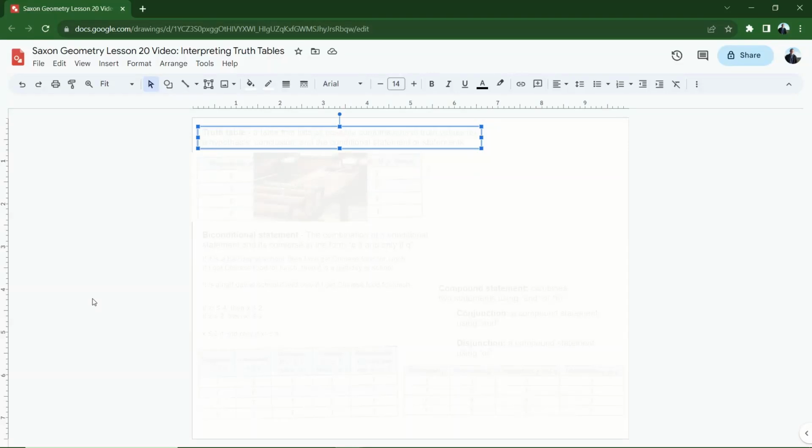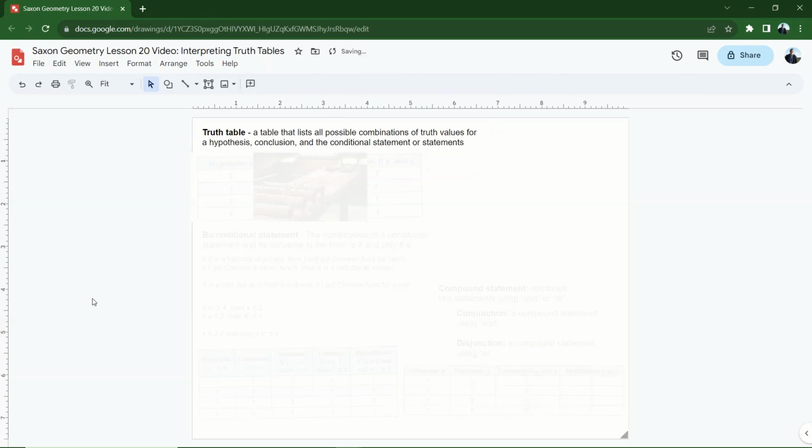Hello, geometry students. Welcome to the hardest easy lesson in geometry for the year. Now, what do I mean by that? In this lesson, we're going to be talking about truth tables. What is a truth table? It's a table that lists all possible combinations of truth values for a hypothesis, conclusion, and conditional statement or conditional statements. So when I talk about conditional statement, remember if, then, if, then.